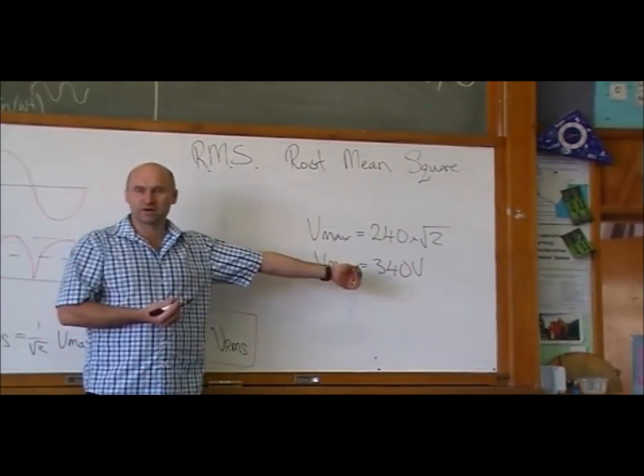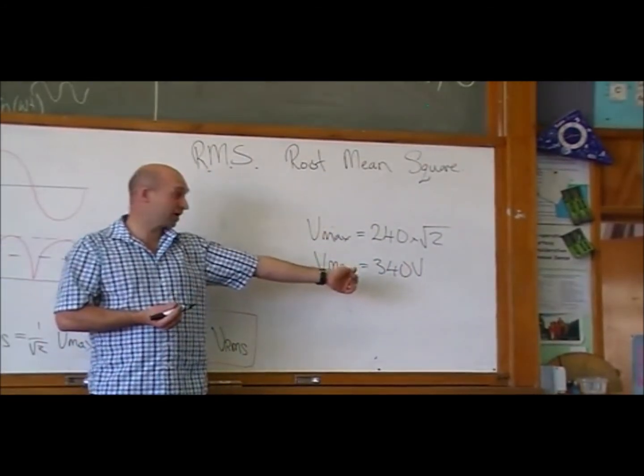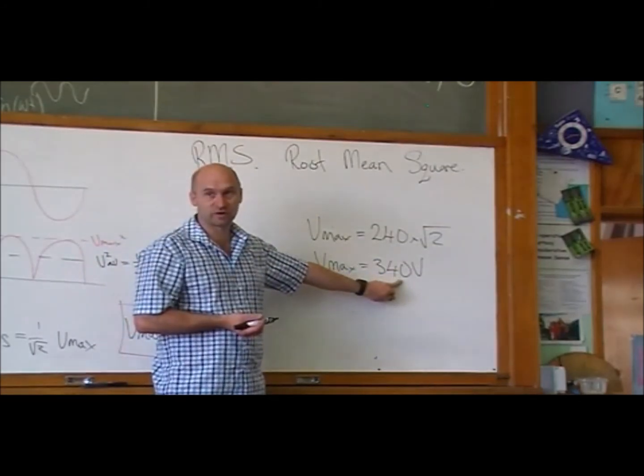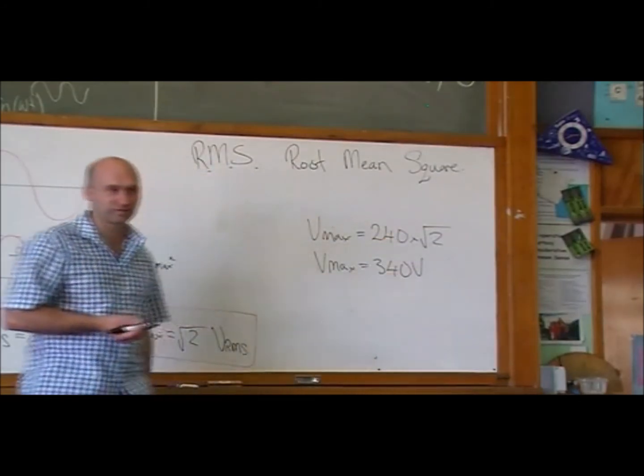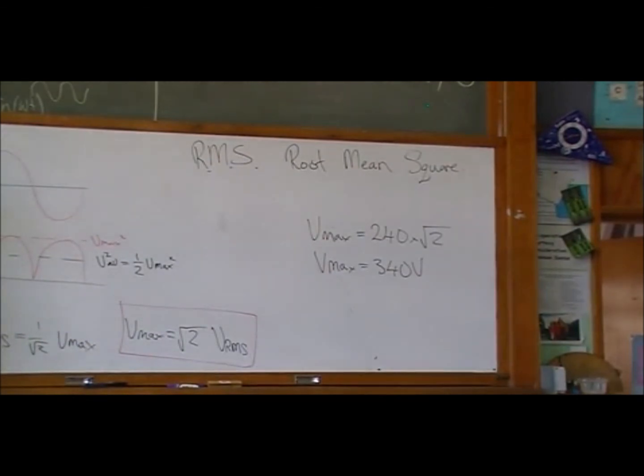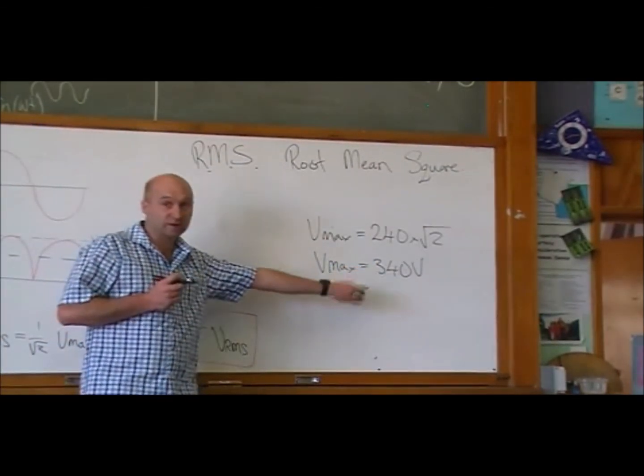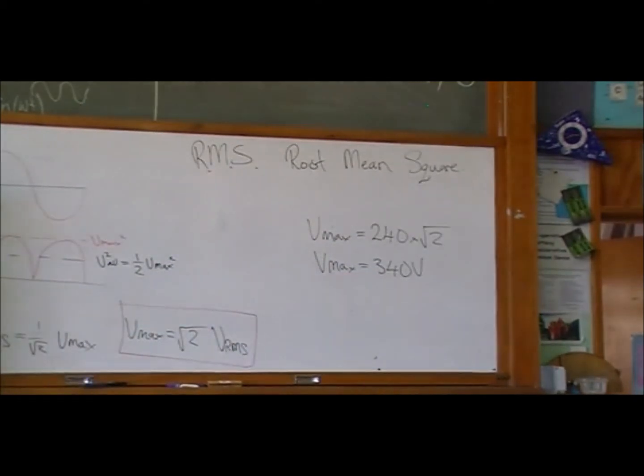When we're building our insulation on our appliances, we want to insulate them to take 340 volts. If we insulate them for 240 volts, that insulation is not going to do the job. We need to have thick enough plastic on the wires to deal with 340 volts, because that's how high the voltage is going to go. 50, 100 times every second we're going to have that voltage, not 240.